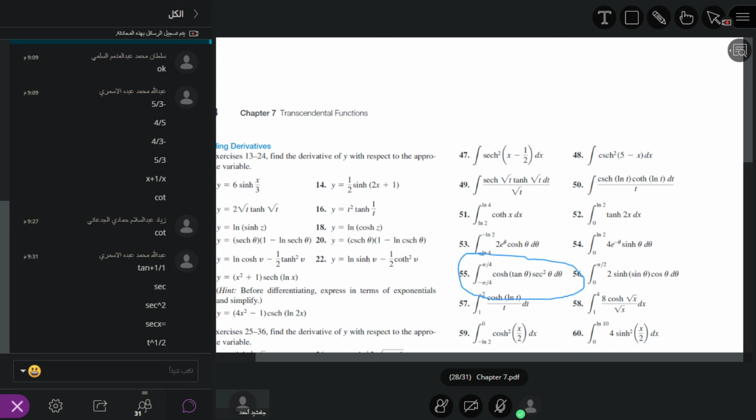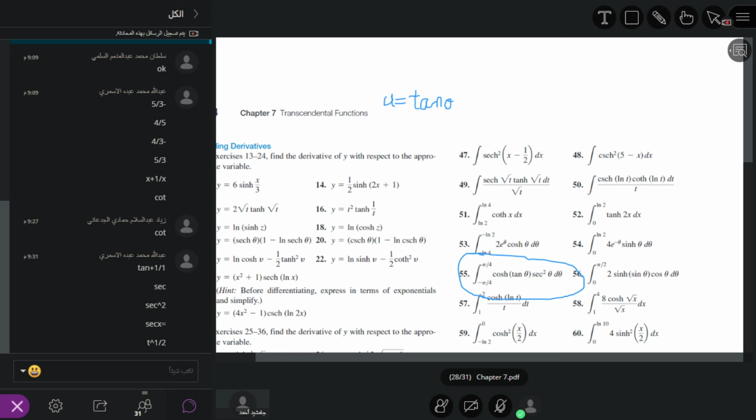It is the definite integral from minus pi by 4 to pi by 4. We also solve this question by the substitution method. How can we solve? We suppose let u is equal to tan theta.